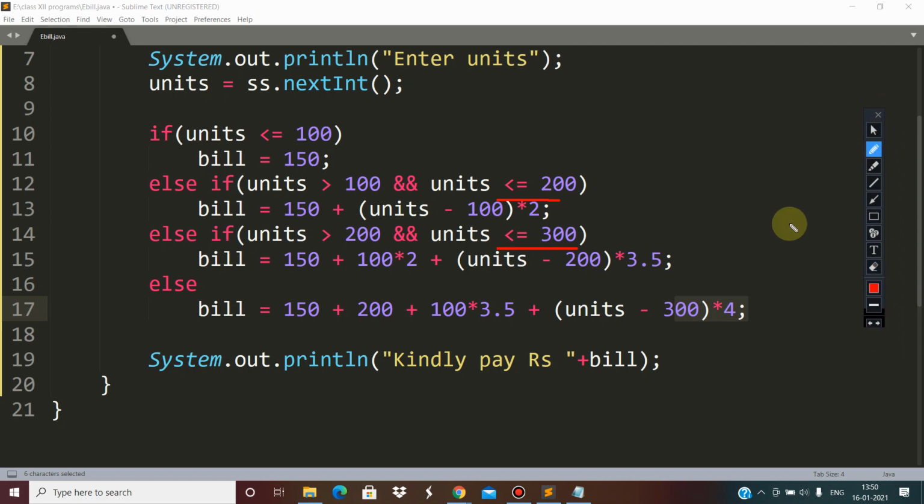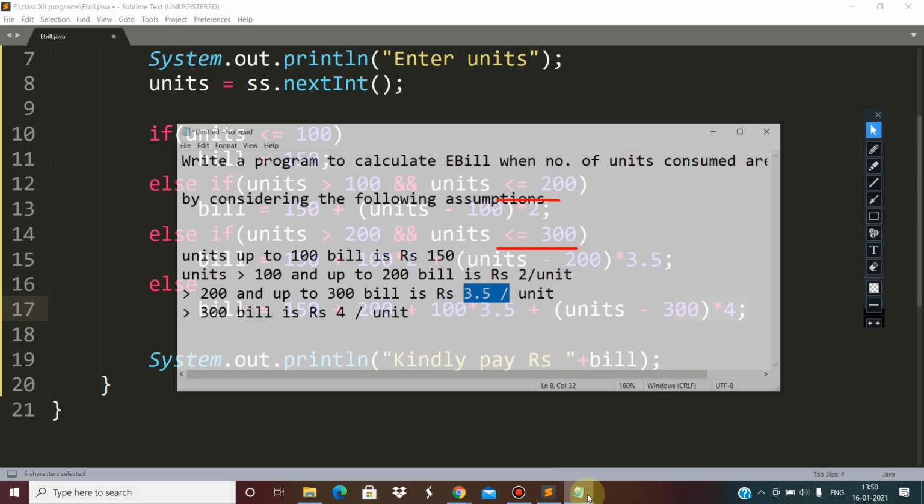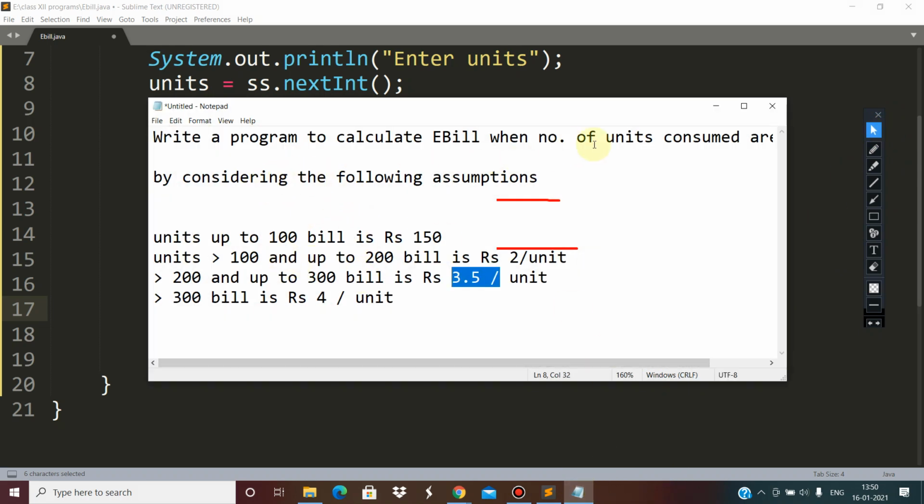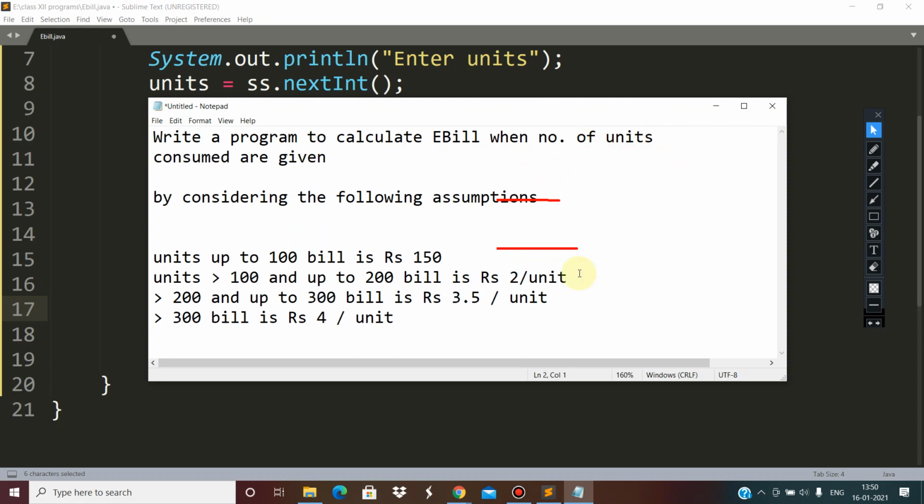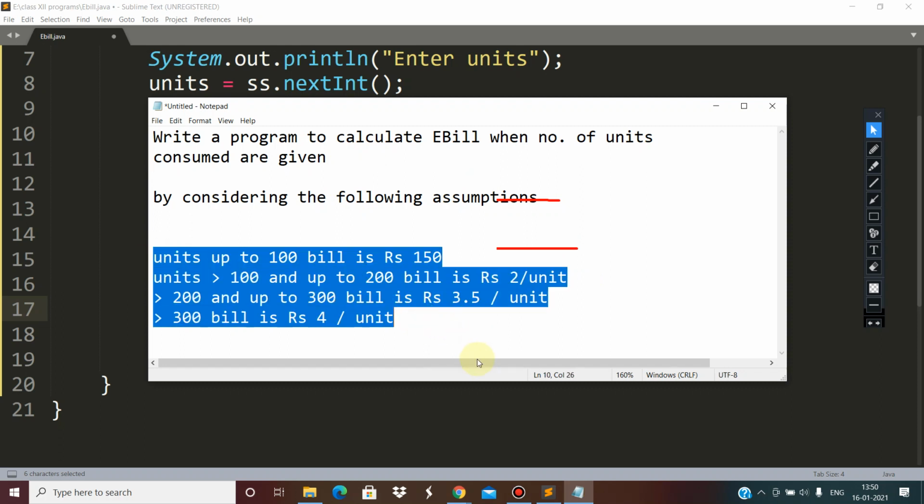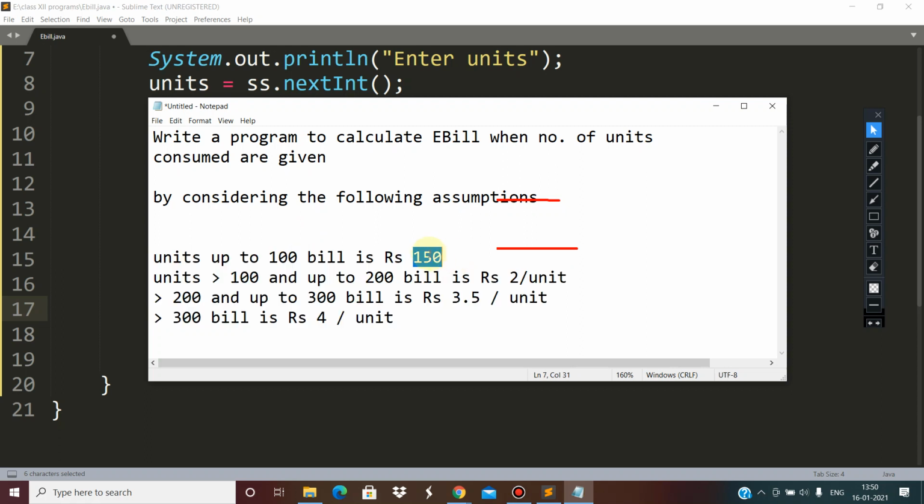Child, if you see the question, it says that when the number of units is given, you have to follow this assumption. And according to this assumption, for the first 100 units you have to charge 150 rupees. First 100 means, suppose the customer consumed only 50 units, then also he has to pay 150, because this is the minimum charge.